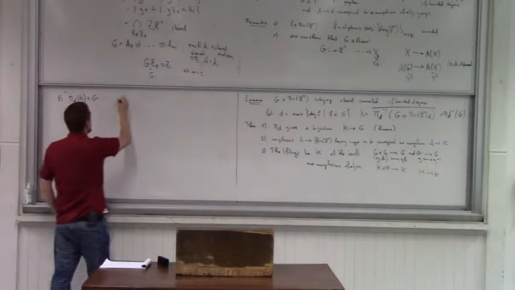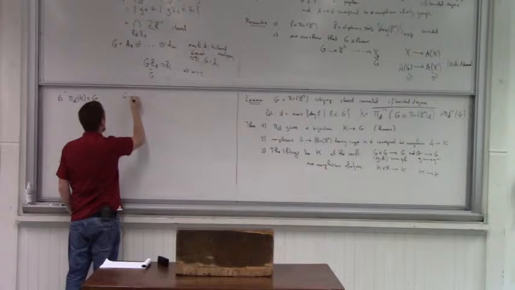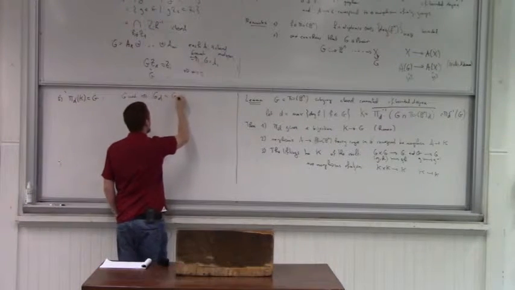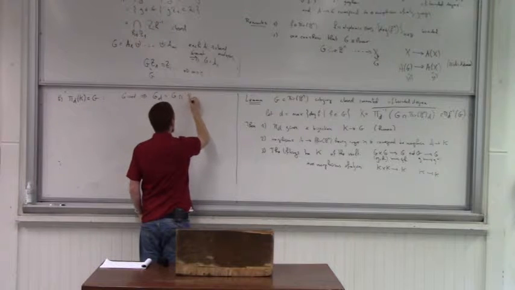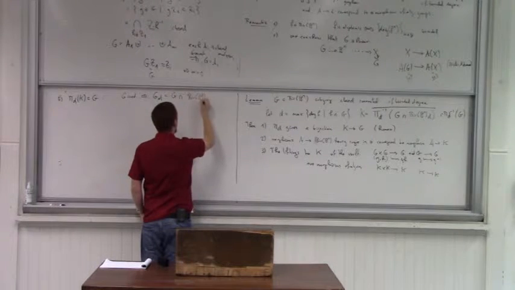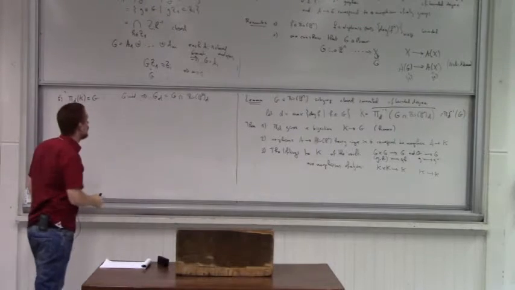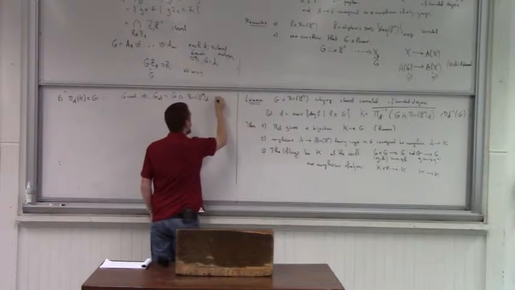So G is irreducible. So G_d, I will call it the intersection of G with P Pn of degree d. So I take the elements of degree d. This is open and dense.